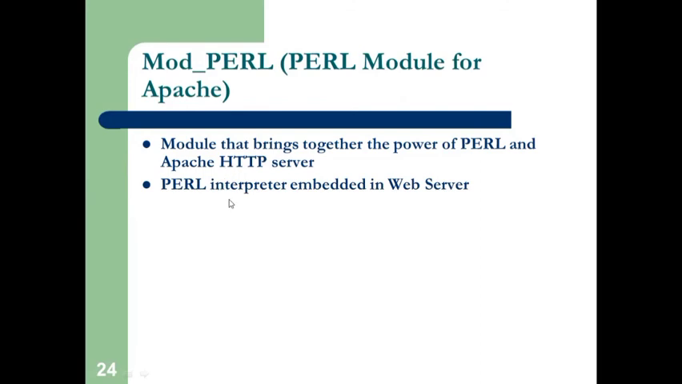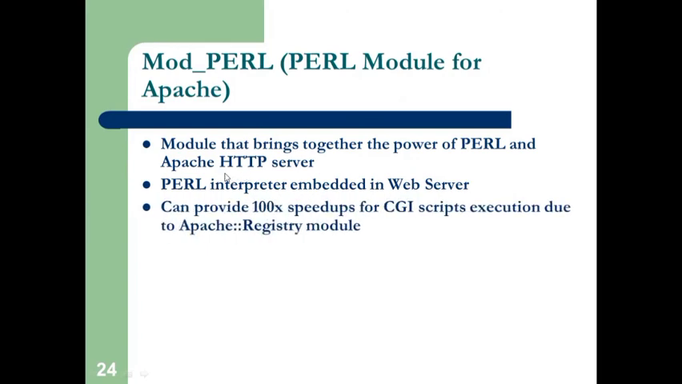Perl interpreter: basically interpreters are used to run the Perl code. The Perl interpreter is already embedded in the Apache HTTP server. It already has an interpreter to interpret the Perl code so that it will give the output in the form of a web page. It can provide 10x speedups for CGI. So basically Apache is a very fast server. It can give more speed to the execution.